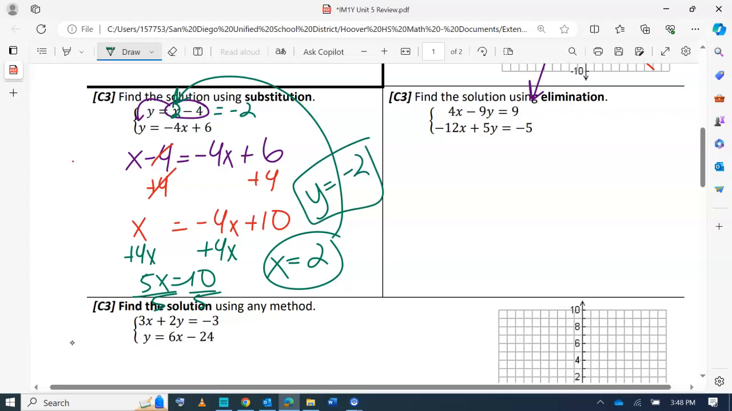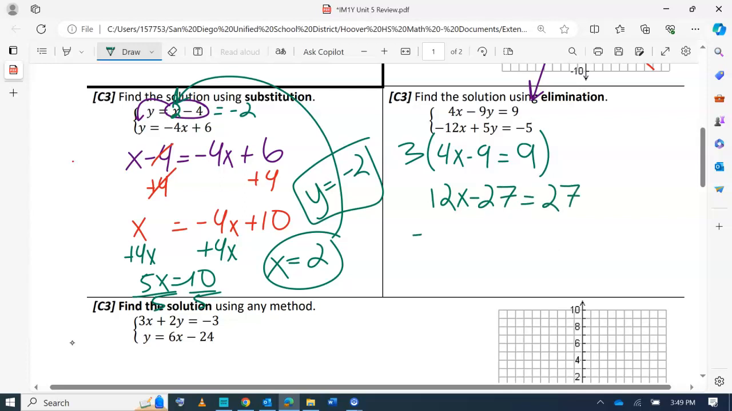Find the solution using elimination. So what we're going to do is try and get either our x or our y to be the same value, but one positive, one negative. Looking at this, I can see I can easily make my 4x become a 12 by multiplying by 3. So we're going to take this top one, 4x minus 9y equals 9, and multiply the whole thing by 3. So we get 12x minus 27y equals positive 27.